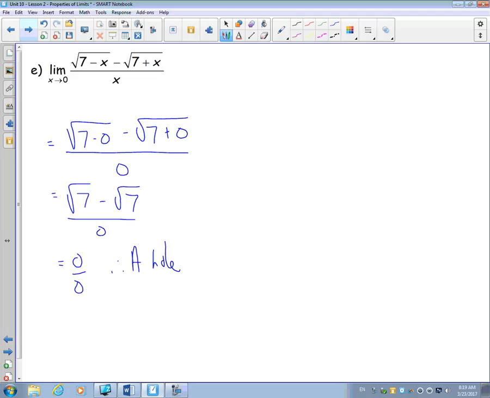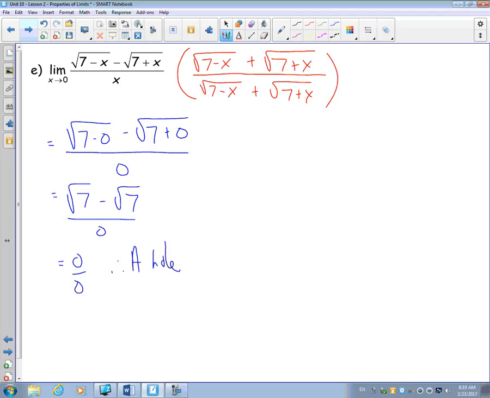Which means I can calculate the limit. I just can't calculate it in the format that it's in. So I need to fix this. When we come across radicals, the way we fix them is we rationalize. And the way you rationalize is you take the radicals you want to get rid of and multiply by the same thing with the opposite signs. So I'm going to keep the 7 minus x, but I'm going to put a plus sign in between now. And whenever I do the top, I've got to do the bottom because I can't just magically make this question change. Okay, so this is rationalizing.